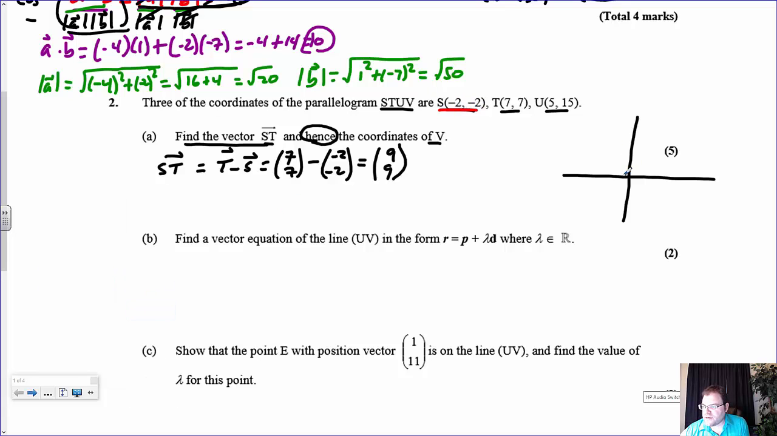S is (-2, -2). So I go back here and down here. It's right here. That's where S is. T is (7, 7), so I want to go over 7 and up 7. So it's going to be right here.